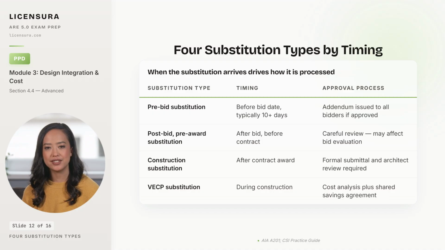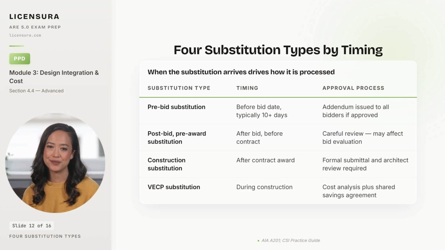VECP substitutions, value engineering change proposals, arrive during construction and require cost analysis plus a shared savings agreement, where the owner and contractor split any savings generated by the substitution. Each type has a different paper trail, and the architect manages them by category rather than treating every request the same way. Product representation and warranties carry their own rules.